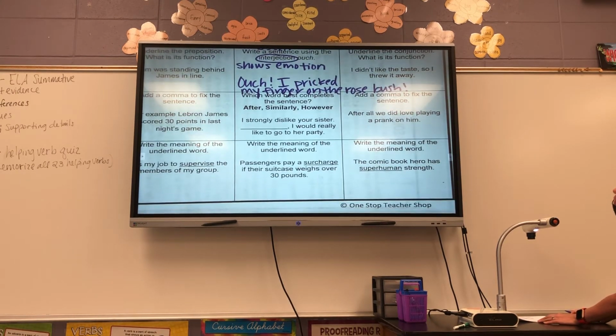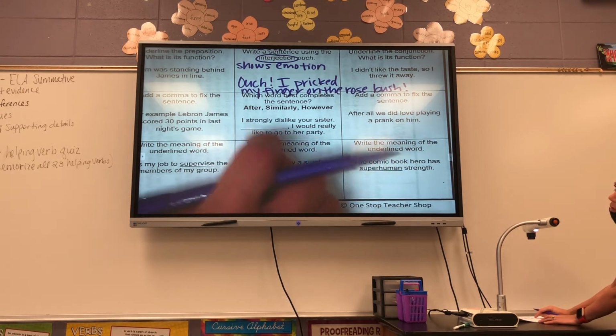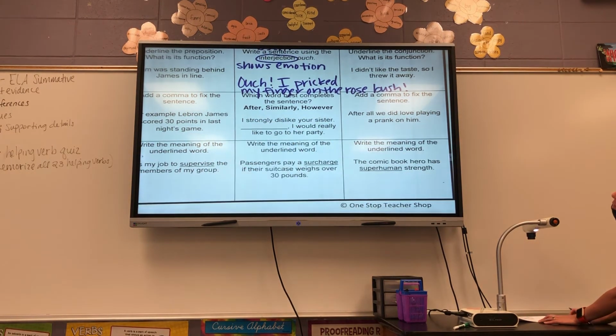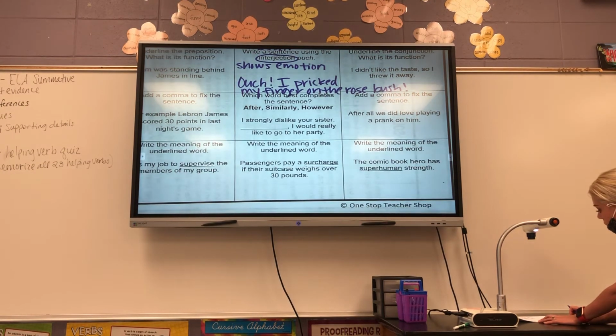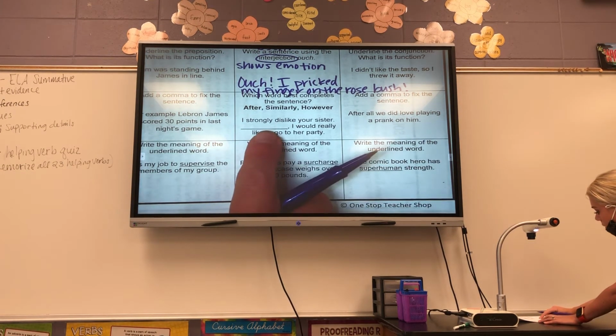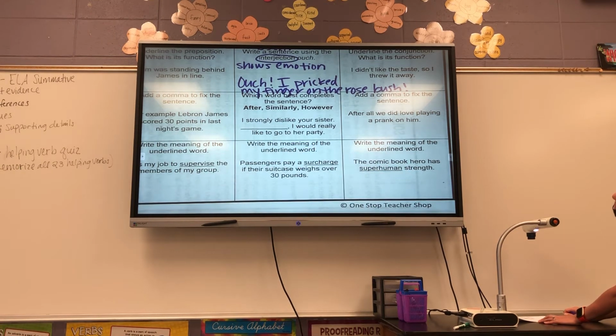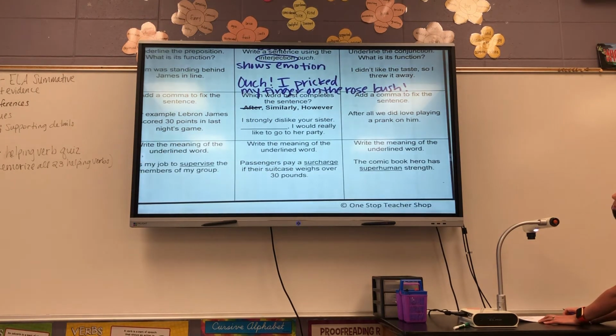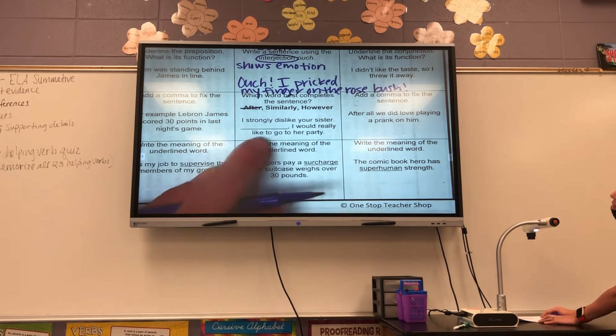Which word best completes the sentence? All right, so you know I like to use the plug-in method when you have sentences like this. So what I'm going to do is I'm going to read this sentence and I'm going to plug in each word after, similarly, however, in the blank to see which one makes the most sense. So, I strongly dislike your sister. After, I would really like to go to her party. I don't think that sounds right. Anytime you need after, you need a sentence before that with the word before. It's usually a sequential order sentence, and this is not in a sequence.